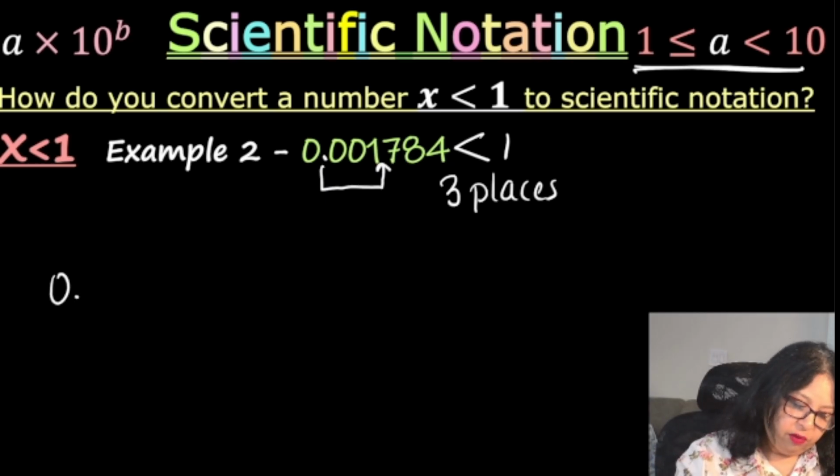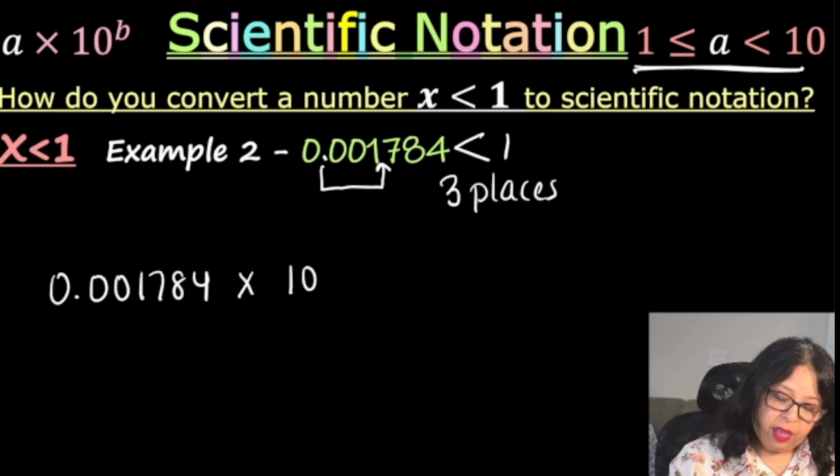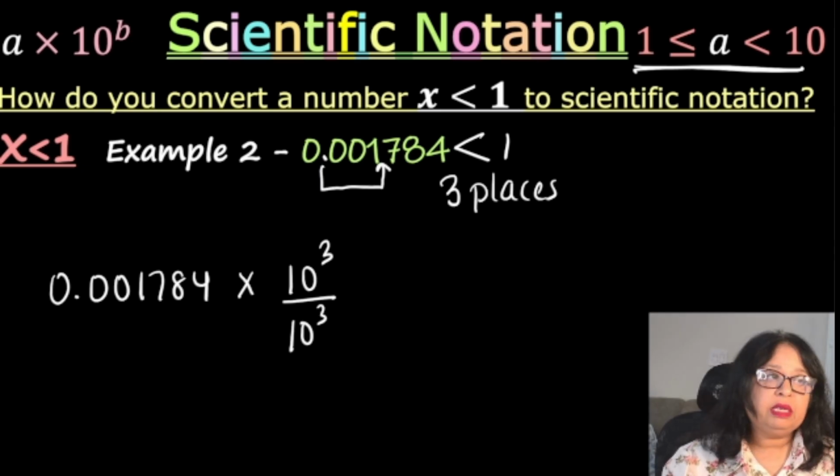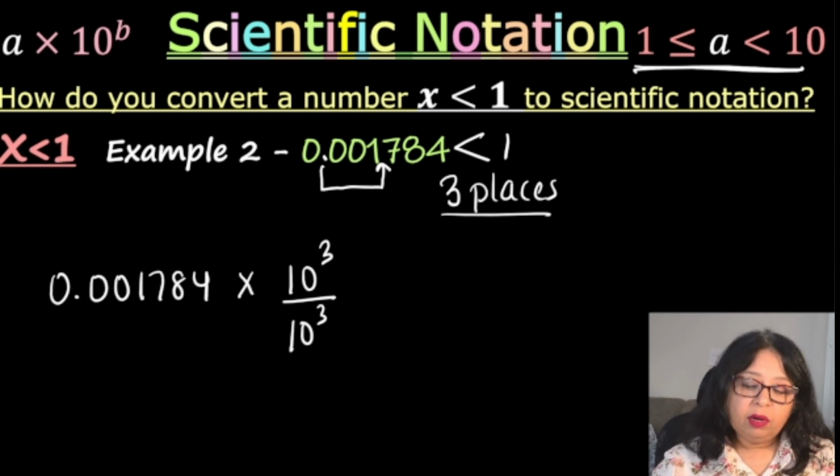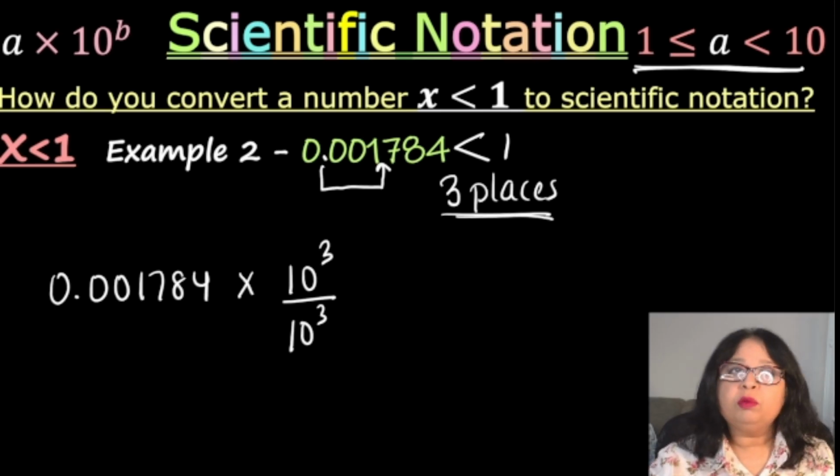So let's begin with our original number 0.001784. I am going to multiply this number with 10 to the power 3 and also divide it by 10 to the power 3. How come 10 to the power 3? Well, it will always be 10 to the power something. What is that power? That is determined by how many places you're moving the decimal.